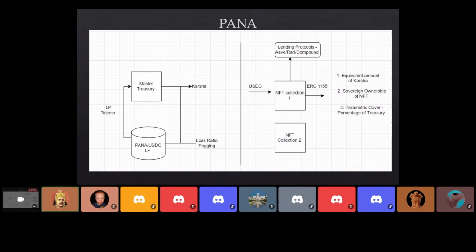And the third one is the parametric cover, which is the important asset that he is going to get. For the first 90 days he'll be locked, and he will not have the parametric cover or the NFT ownership of the treasury. After the first 90 days, his parametric insurance will be activated, and based on his particular share in the NFT collection treasury, he'll get the NFT ownership of the treasury.